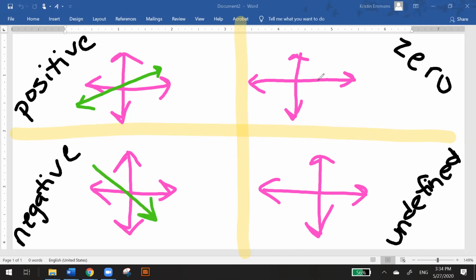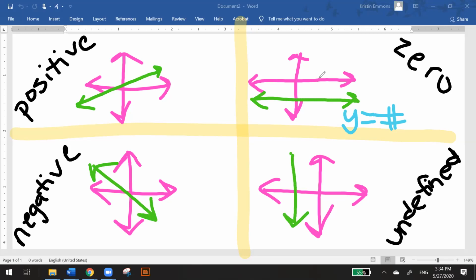Negative, same idea, it's going to be going down. 0 is flat. This is always going to have an equation y is equal to some number. Doesn't matter what number. The number just tells you where it's located on the y-axis, how far up and down it is. Very similarly, undefined looks like this. It goes straight up and down, and this equation is always going to be x is equal to some number. Doesn't matter what number, the number just tells you where it hits the x-axis, and it's going to be going straight up and down.